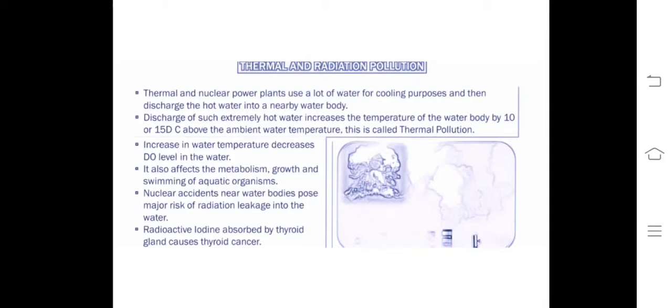Radioactive iodine is absorbed by the thyroid gland. If you consume radioactive iodine, your thyroid gland will be destroyed, and it may cause cancer also, thyroid cancer.